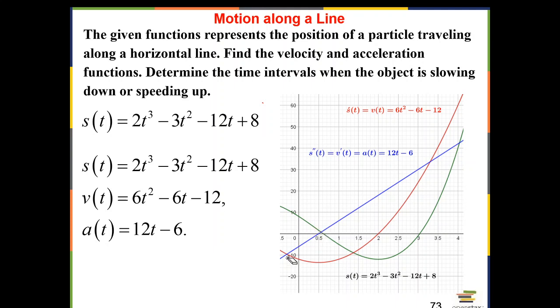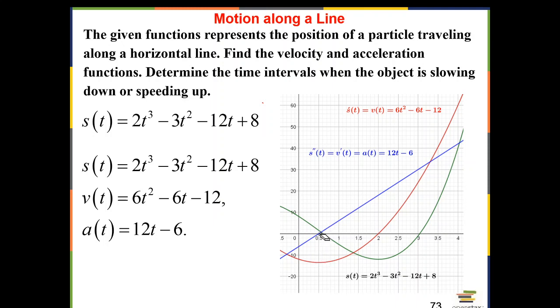So from the graph, you can tell when the velocity is positive and when the acceleration is positive, right? So for example, over here, before 0.5, acceleration in blue is negative, is below the x-axis. And the velocity in red is negative. So that means over here, obviously, the function is what? Slowing down. All the way to what? All the way to 0.5 right here. Why? Because the velocity and acceleration both are negative.